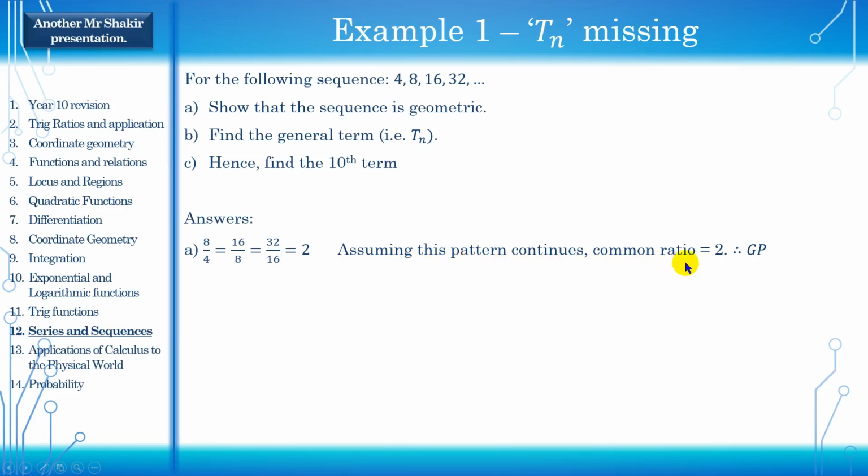Now this sentence is a good sentence to memorize, I guess, because you can't be sure that the next number could be, I don't know, 31 or something, and then it wouldn't be a geometric sequence. But we're going to assume that this pattern continues. That means it should continue in the same vein, right? We hope it does. So just to be sure, we write this sentence, assuming this pattern continues.